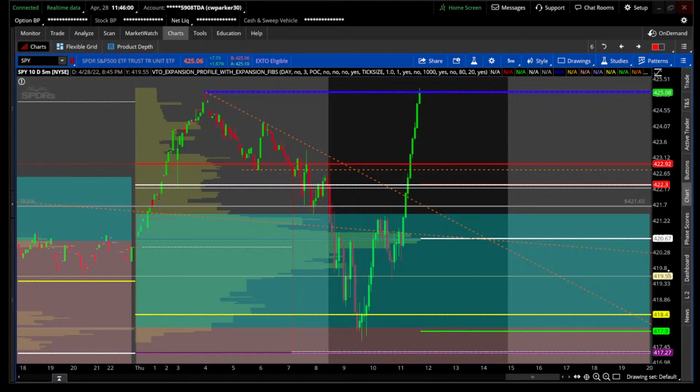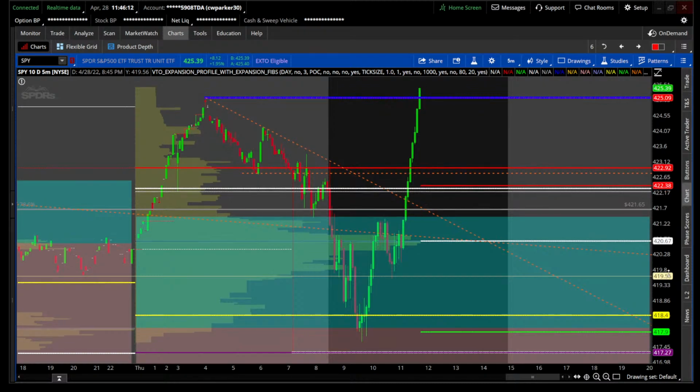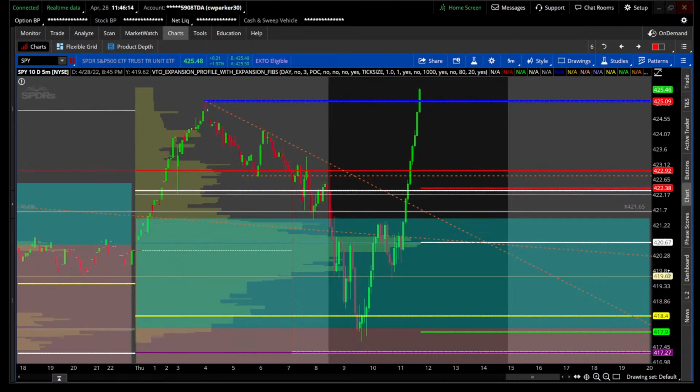The pivot is found by combining the previous day's high, low, and close and dividing by 3. And the SPY is pushing on through it.